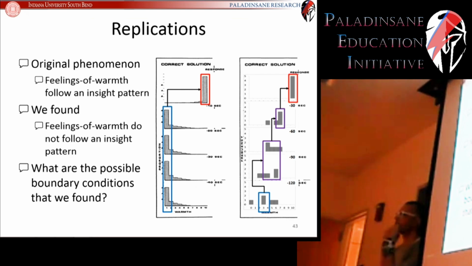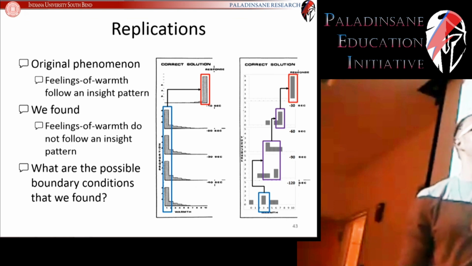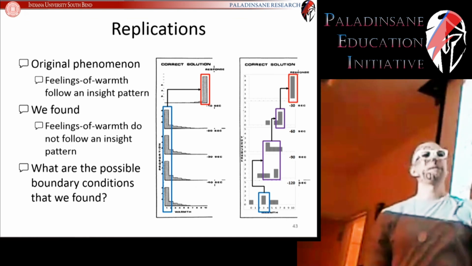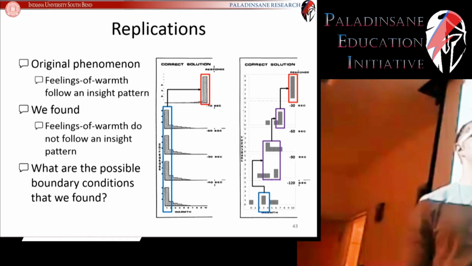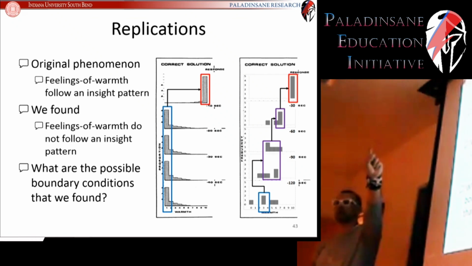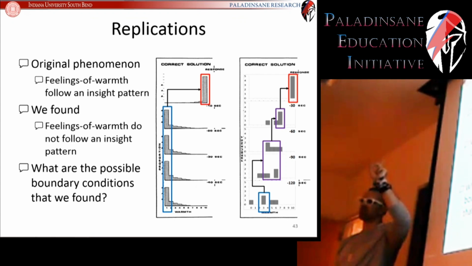So difference number one, possible boundary condition number one: she ran subjects individually, we ran subjects in groups. So clearly we've crossed a boundary condition. Maybe this pattern works with individuals, but this phenomenon does not hold when you're doing group cognition. So that was difference number one, groups versus individuals. There's two more. The riddle that we used.